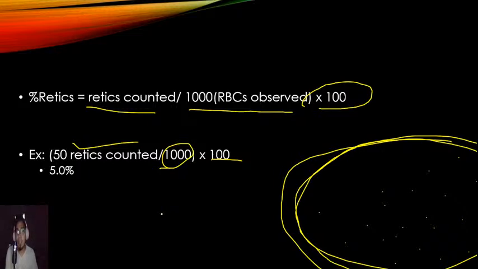If my assumption, ulitin ko, Joanna, is that in every field there's always 100 RBCs, and I only need to count the retics present in every field, how many fields do I need to count? 10 po. Very good. O, di ba?